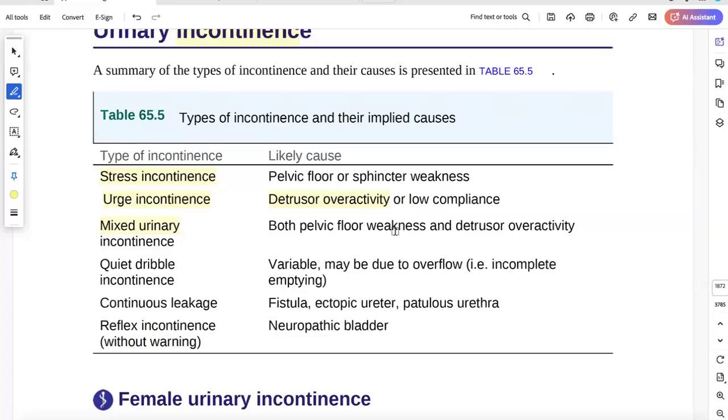Urge incontinence can be due to pelvic floor muscle weakness, and can also be due to some neurological problem like stroke, diabetes causing neuropathy, multiple sclerosis. So any spinal cord or upper motor neuron type of condition can also lead to urge incontinence. Mixed incontinence is someone who has both stress and urge.